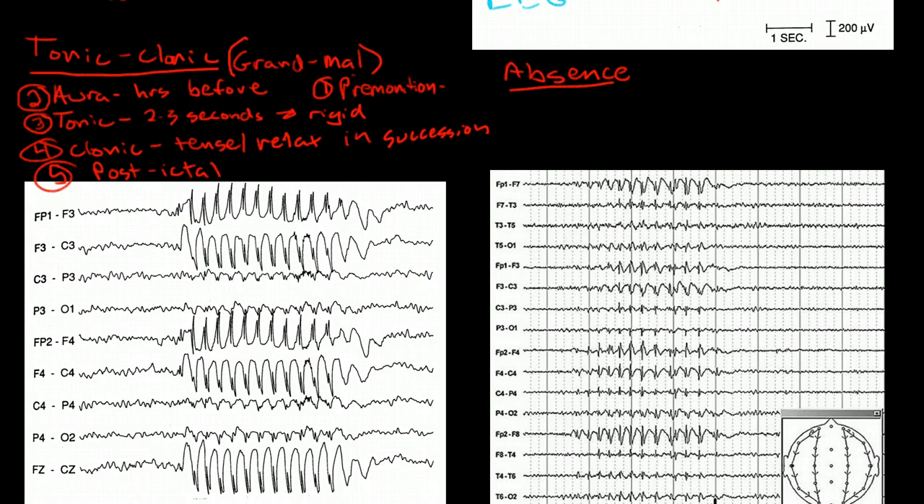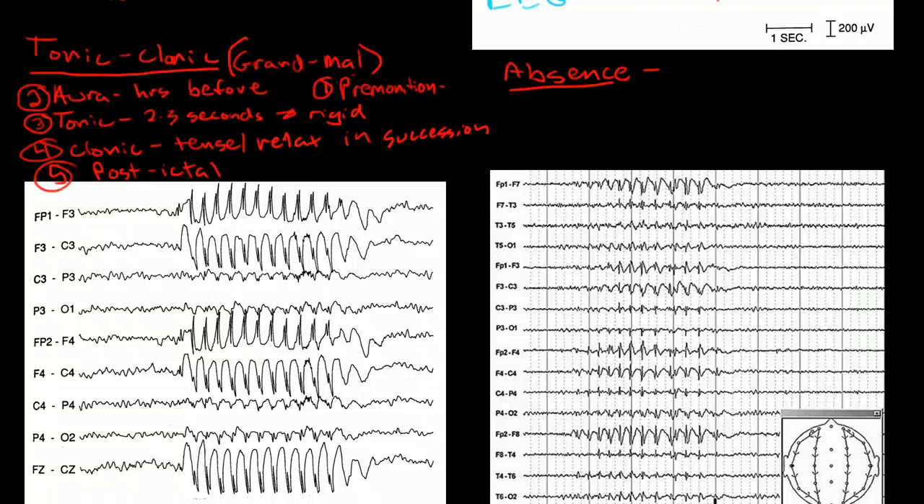Now, not all patients with tonic-clonic seizures are going to go through all 5 of these stages. Some may or may not have premonition or aura. Some may have just a tonic seizure. Some may have just a clonic seizure. But this is the classic 5 phases of the tonic-clonic seizure. Now, another type of generalized seizure that is possible is an absence seizure.